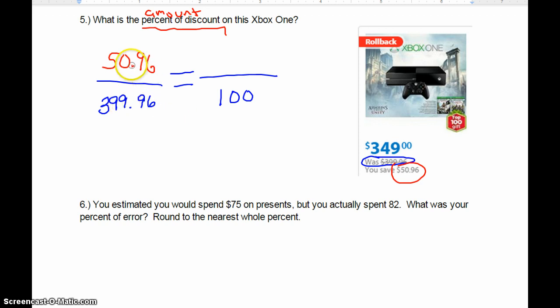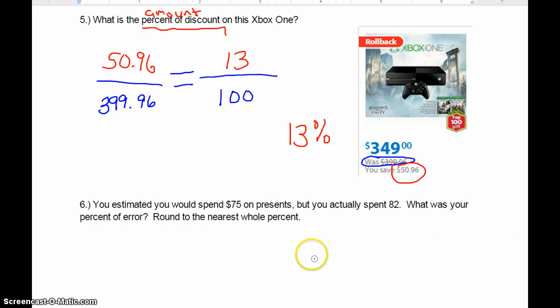So if I'm finding percent of discount, I need amount of discount compared to the original price, the before price. So when I solve this proportion, I'm multiplying my cross products here, dividing by this number here, and rounding to the nearest whole percent, I get 13%. So there was a 13% discount. They took 13% of the original price off of the original price.